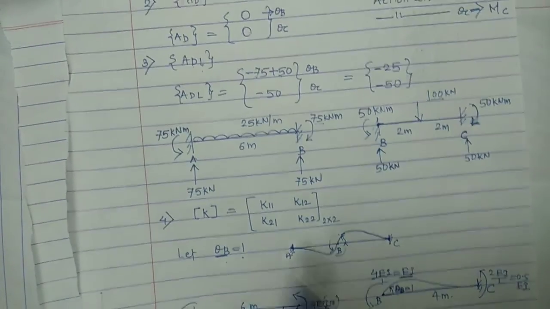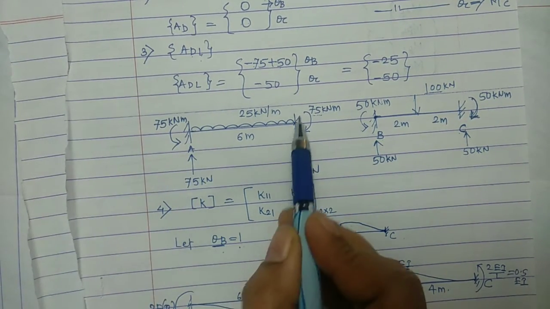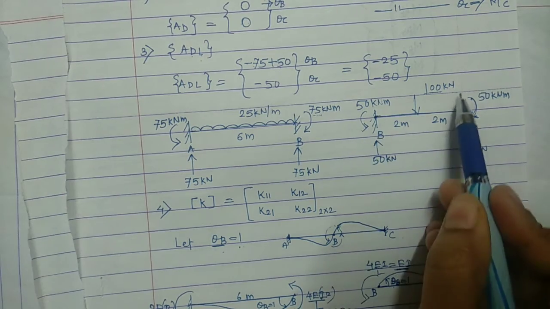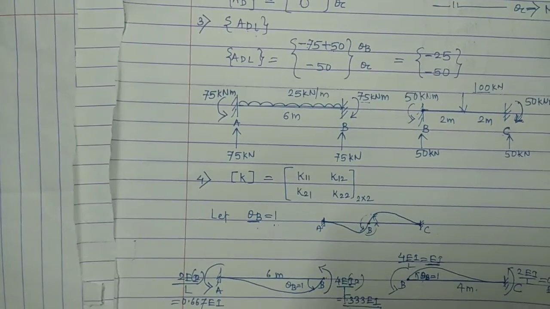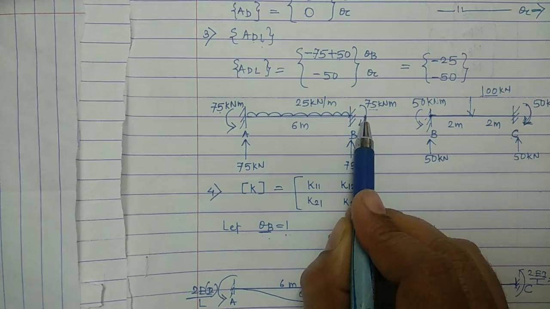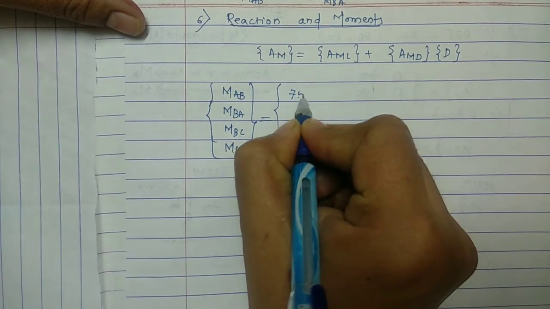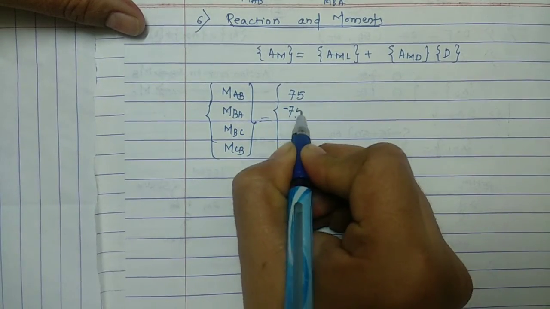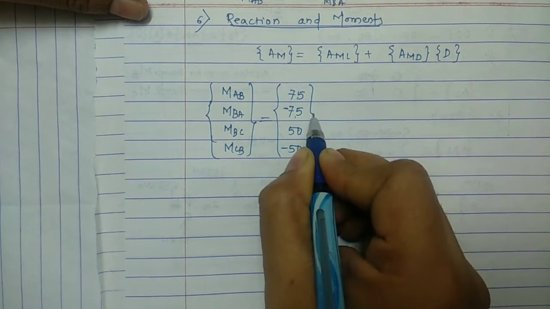So see the restraint structure figure. This is the restraint structure figure, with MAB, MBA, MBC, MCD. These moments you have to write here in that AML column matrix. So see the moments are 75, minus 75, 50, minus 50. So write that moment down here: AB, BA, BC and CD.